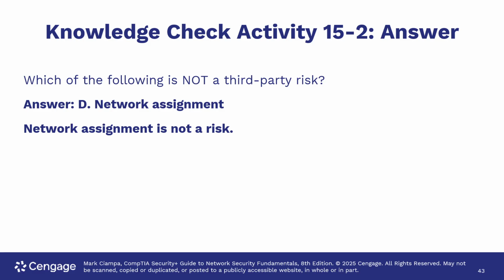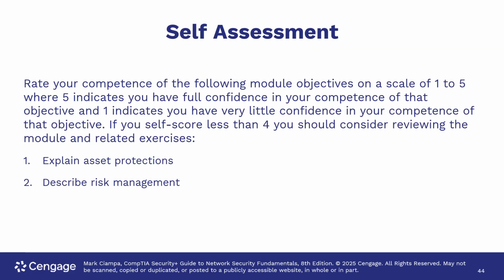Okay. So this is a short chapter, so we only have two things to remember. Be able to explain asset protections and describe risk management. You want to rate your competence in the following module objectives on a scale of 1 to 5, where 5 indicates that you have full confidence in your competence of that objective, and 1 indicates that you have little confidence in your competence of that objective. If you score less than 4, you should consider reviewing the module and related exercises. Again, remember, this helps prepare you for the CompTIA Security+ exam, plus also for the exams in this class.